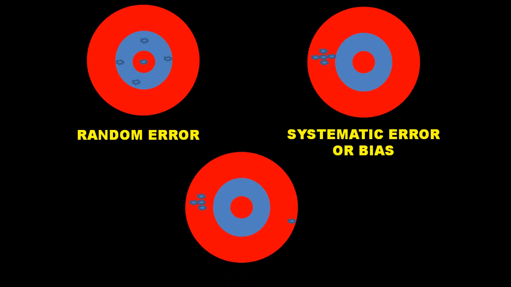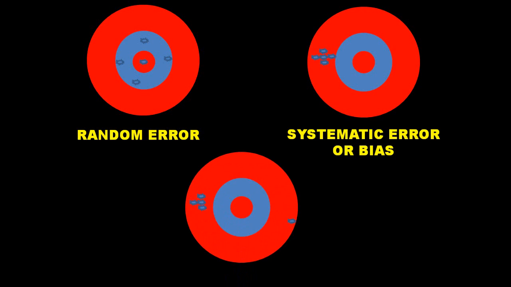In the next target, however, we've got very good grouping and off to the side. This is perhaps an indication of what we know as systematic error or bias, as it's good grouping but nowhere near the centre of the target.